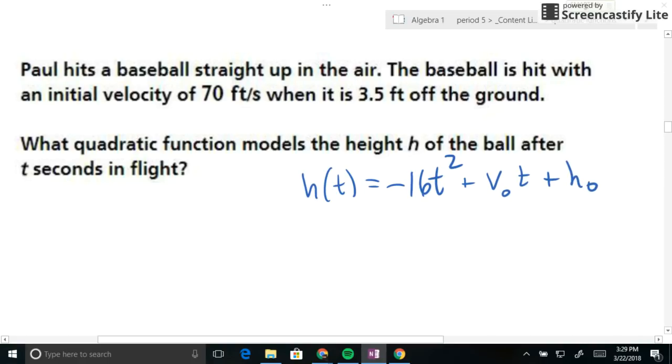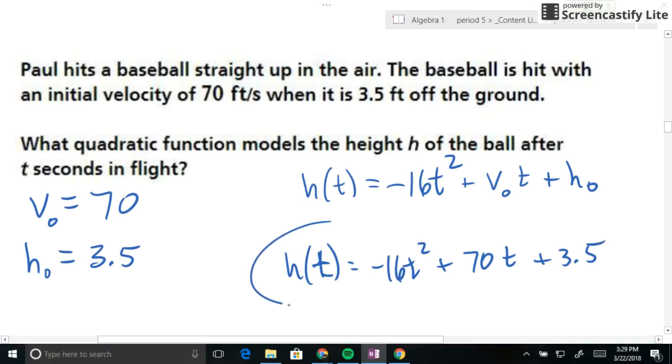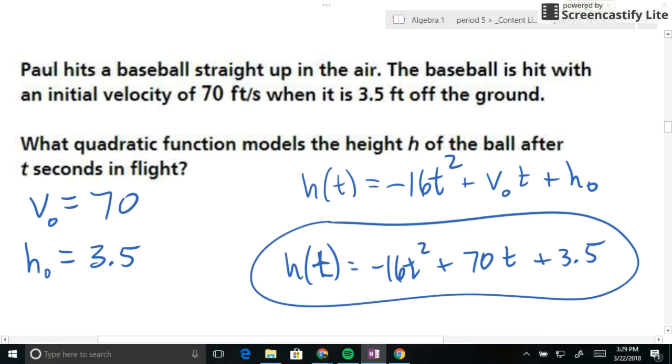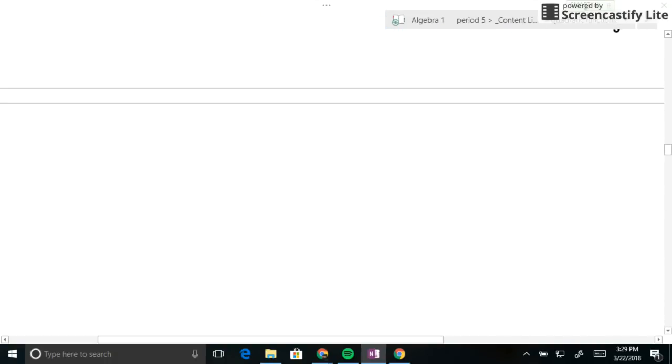What we know is that the initial velocity, which is v sub 0, is 70 feet per second. And we know the initial height is 3.5 feet. So that's h sub 0. And then we just plug it in. So h sub t equals negative 16t squared plus 70t plus 3.5. And that's our answer.